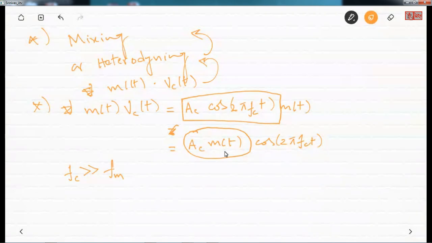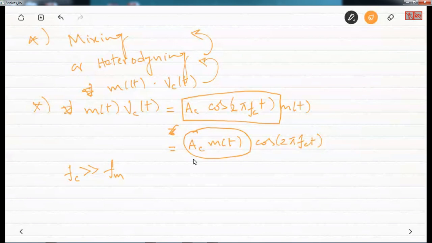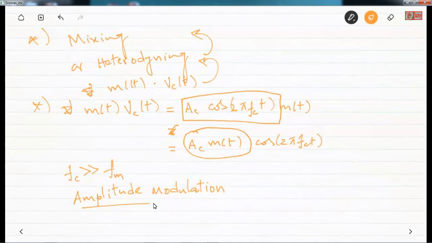Modulation, how did we define? Modulation was varying one of the parameters of a high frequency signal in accordance with the message signal. That's what we said in the very first class. And then we said, what are the parameters of the high frequency signal? Frequency, amplitude, phase, right? So here we are varying the amplitude of the high frequency signal with respect to the message signal. As we are varying the amplitude, it is called amplitude modulation, right? So hope you got it.